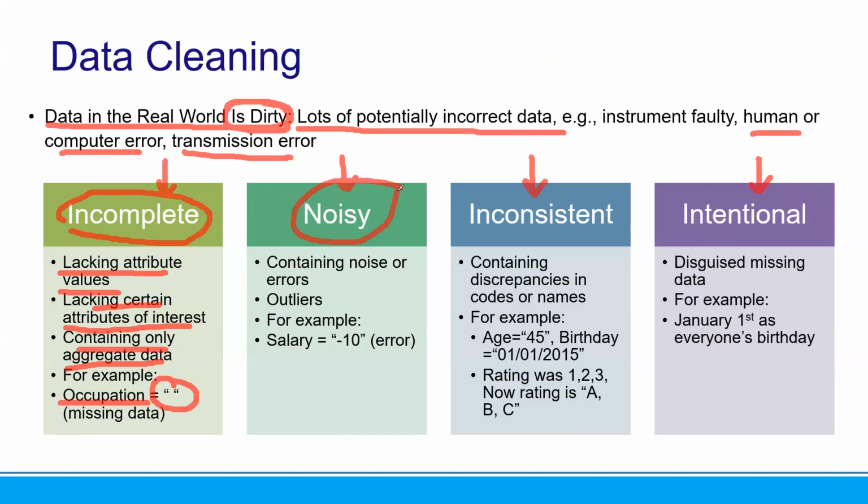Noisy data. We call it noise or errors. Or sometimes we call it outliers. Let's say salary. The salary is -10. Is it possible? Yeah. Maybe the minimum of our salary will be 0. But if it is minus, then there will be error. So we can say this is noisy or this is error.